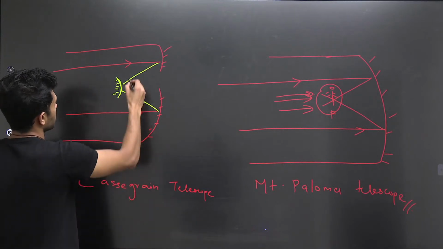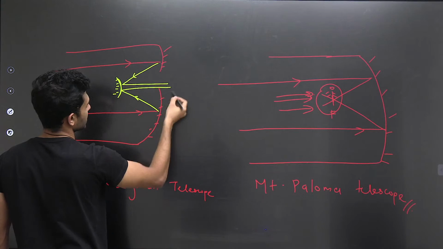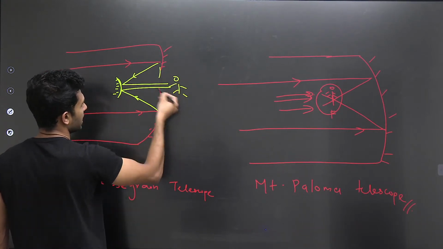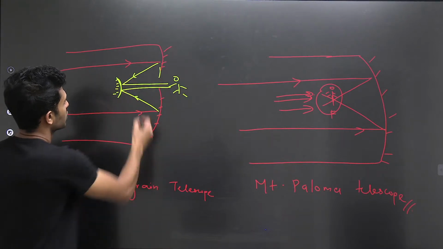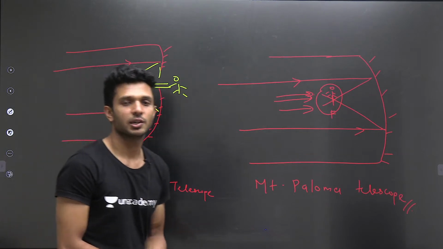And what will this convex mirror do? It will be reflecting back the light rays as such. And now the person will be standing here to receive the light rays passing through the small hole created at that concave mirror part.